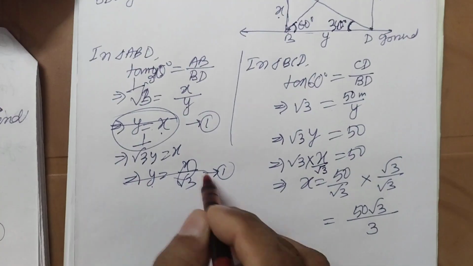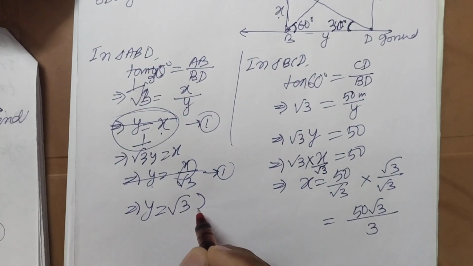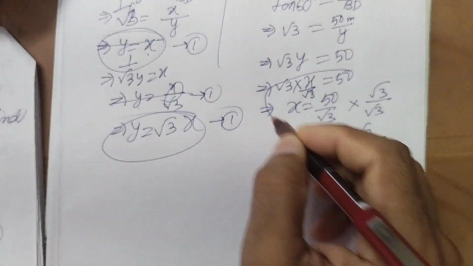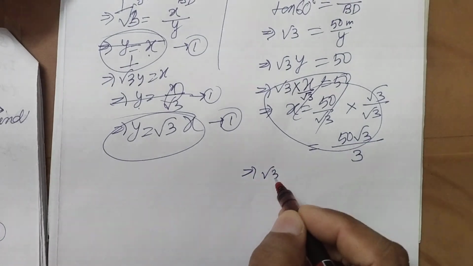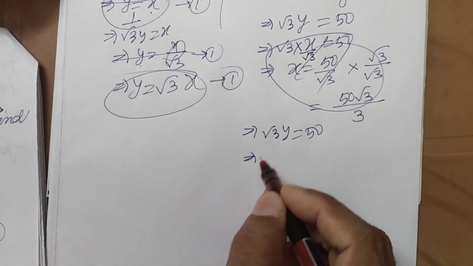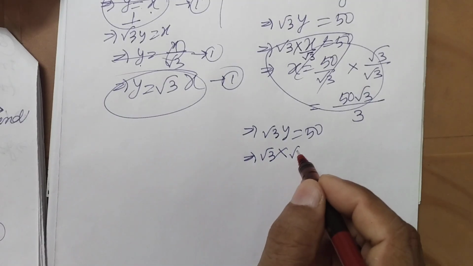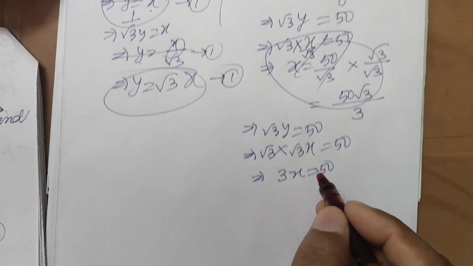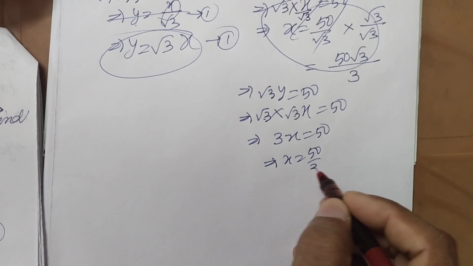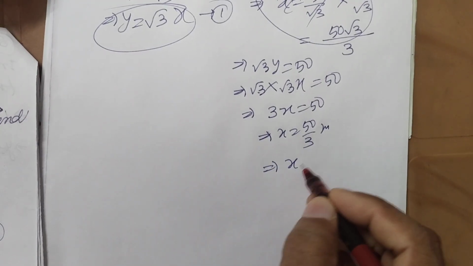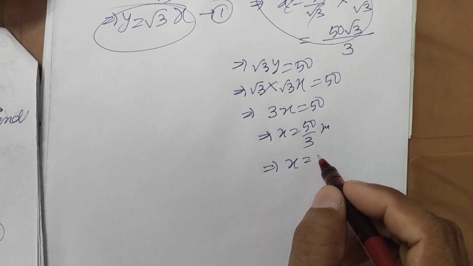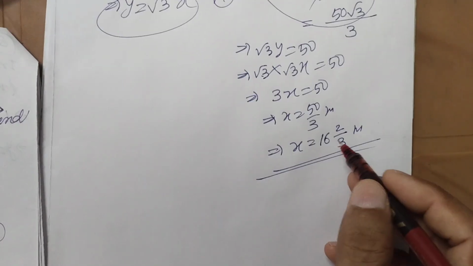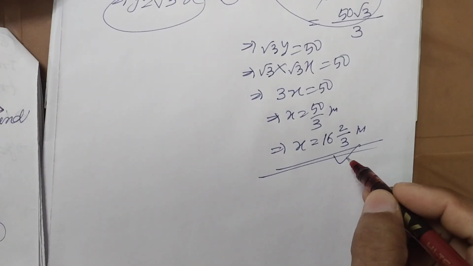So Y will be equal to root 3 X, mark it equation 1. Now no problem, you will understand. Y equals root 3 X, so in place of Y, root 3 Y equals 50 gives root 3 into root 3 X, which is 3X equal to 50. So X is equal to 50 by 3 meter, and you can convert it into a mixed fraction, 16 and 2 by 3 meter. Therefore X, the height of the building, is 16 and 2 by 3 meter, and this is the complete solution.